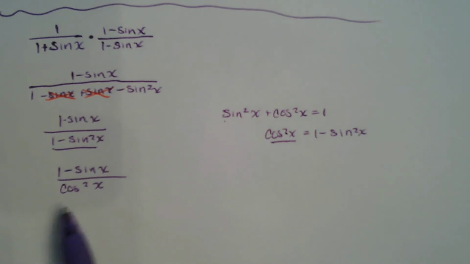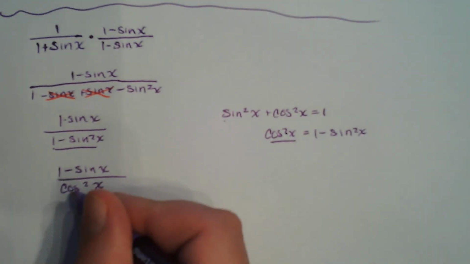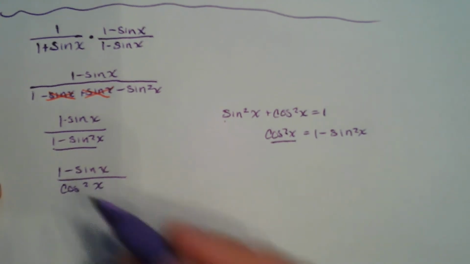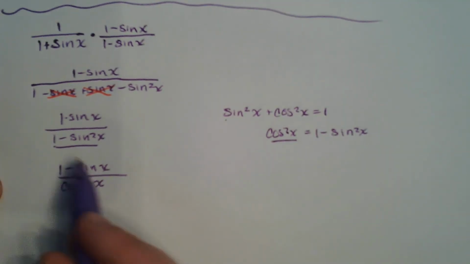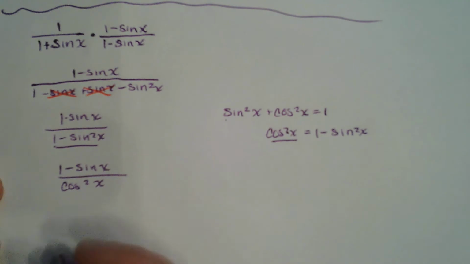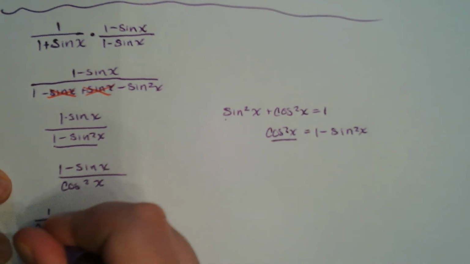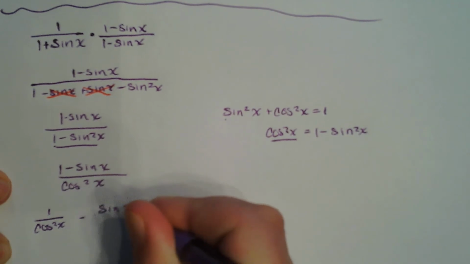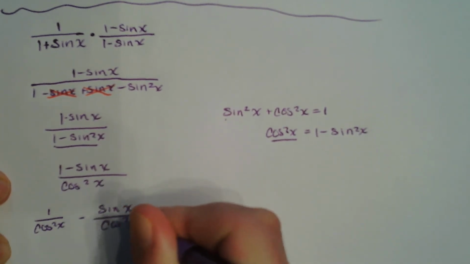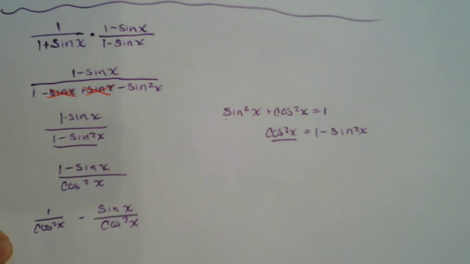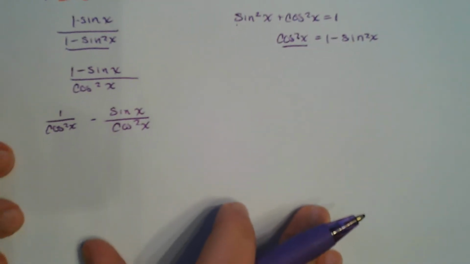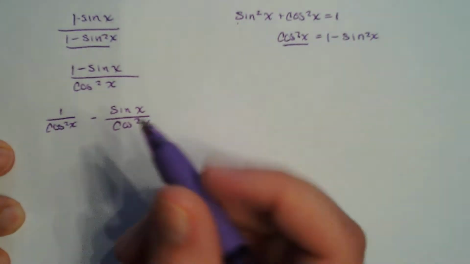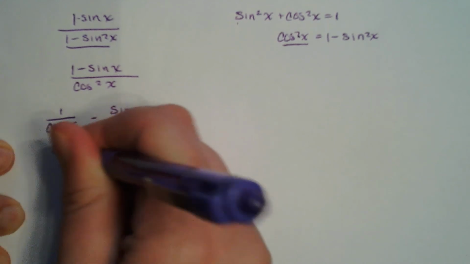Now that I got the denominator down to a single term, I can now do a lot with this. I'm going to actually distribute the division of cosine squared to both terms in the numerator. So I'm going to have 1 over cosine squared x minus sine x over cosine squared x. And I will be able to simplify each of these terms individually. So 1 over cosine squared x will just be secant squared x.